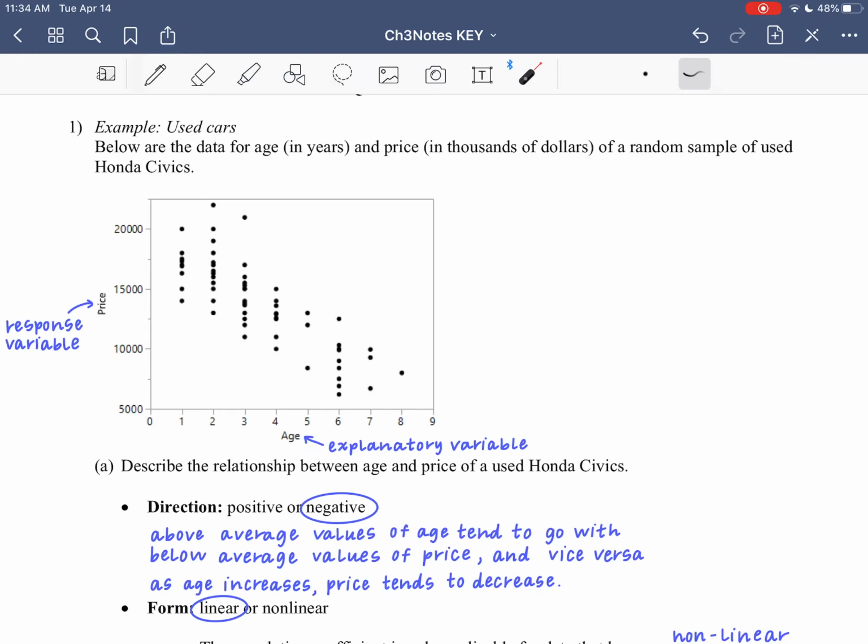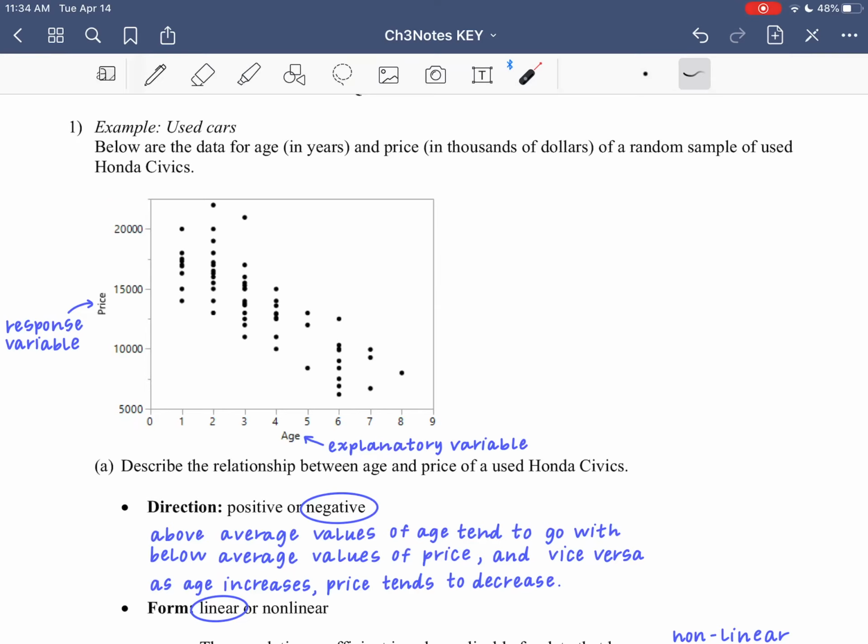Also, when we're looking at the relationship between two variables, we want to think about one as the explanatory variable and one as the response variable. We talked about the difference between those two things quite some time ago. It's pretty easy to remember on a scatter plot. The explanatory variable is usually written on the x-axis, and the response variable is usually displayed on the vertical or y-axis. So in this case, we would think that the age of the car helps explain the price of the car.